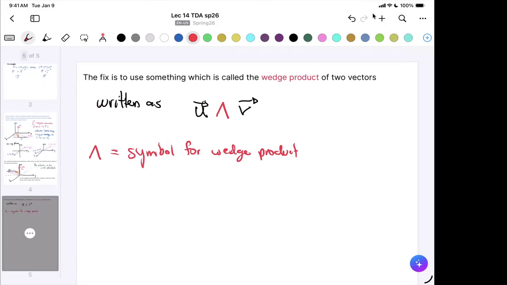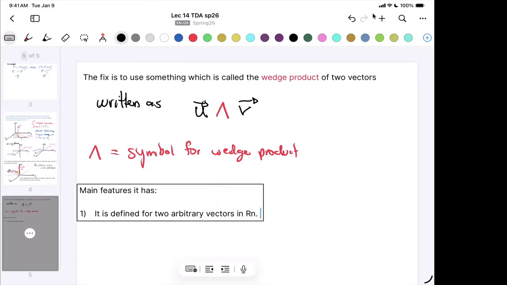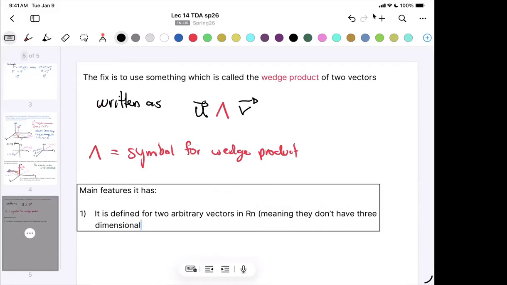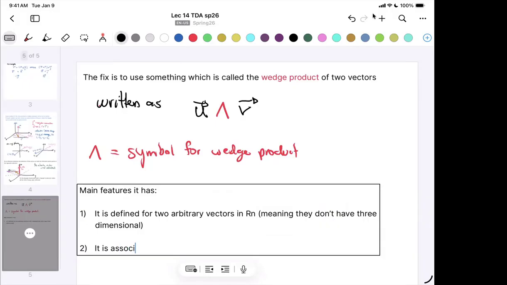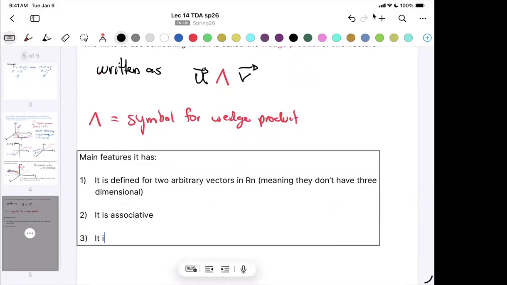But the nice thing about this is that the wedge product of vectors can be defined for two vectors in Rn, so it is not exclusive to vectors in R3. So before I tell you how it's computed, the main features that it has: it is defined for two arbitrary vectors in Rn, meaning they don't have to have 3 entries, they don't have to be in R3. Another thing is that it is associative. And it is easy to understand how it behaves under reflections.